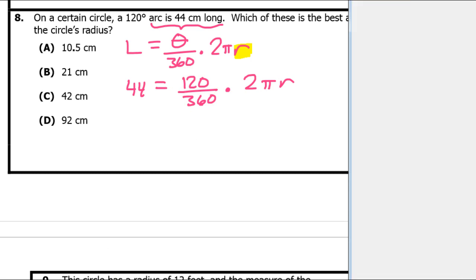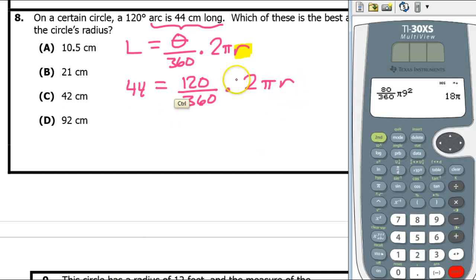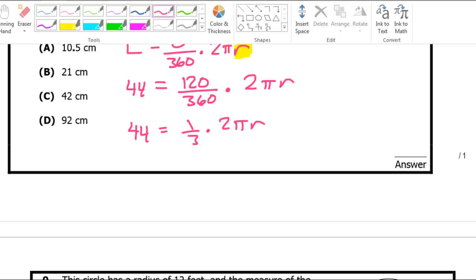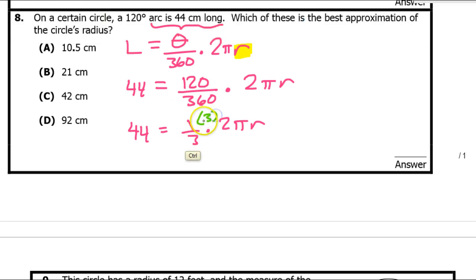Now I like to reduce this when I have to solve the equation, if I can't just put it all in my calculator in one step. So if I reduce this, I've got 120 over 360. That's 1/3. So that means I have 44 is equal to 1/3 times 2 pi r. The best way to fix this is multiply by 3 on both sides to get rid of the fractional aspect of it. That way these 3's will cancel each other out.